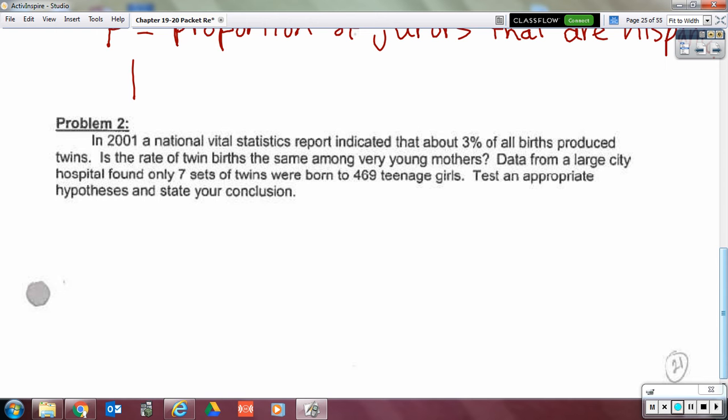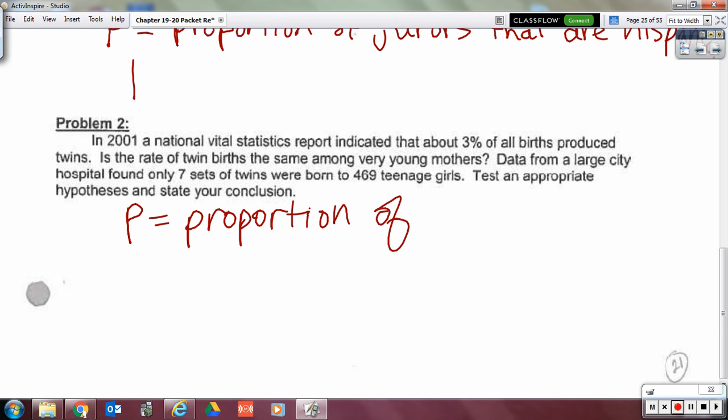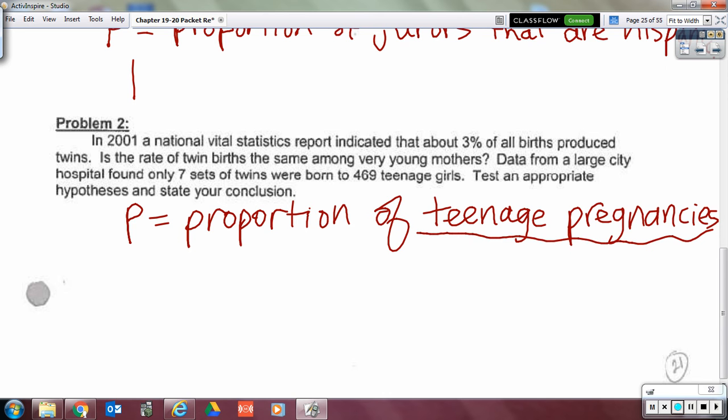Is this a mean problem or a proportion problem? Okay, it's proportion. So we're going to start off saying P equals the proportion of what? Let's make sure we put our denominator as the first thing. The proportion of teenage pregnancies. So always put your denominator right there. That's actually a pretty important concept. Make sure that's always your denominator.